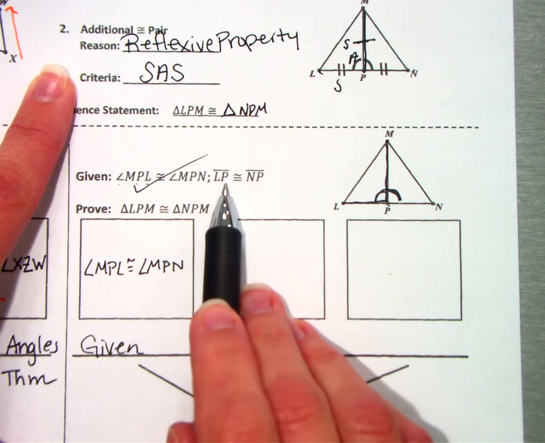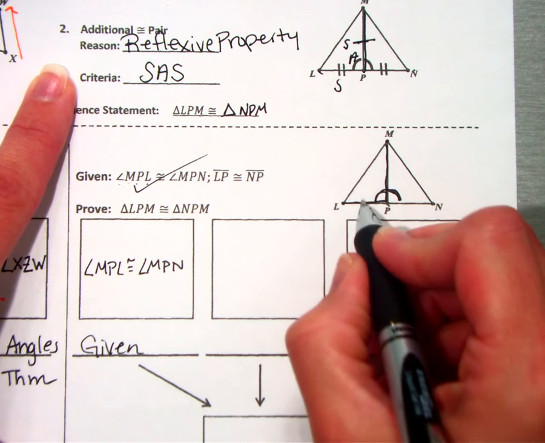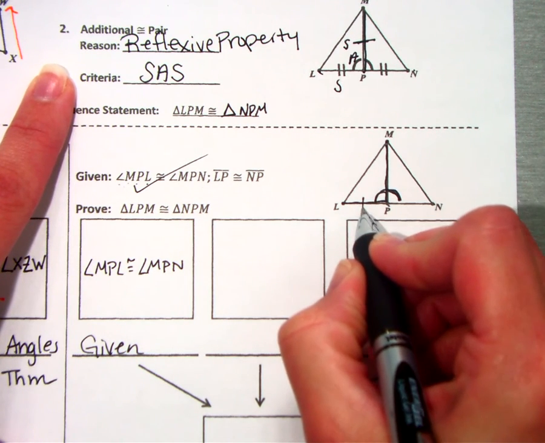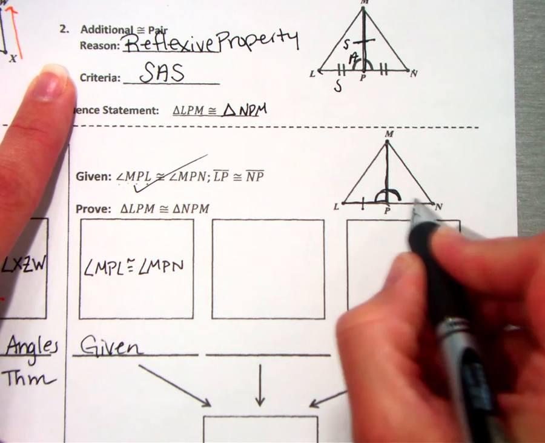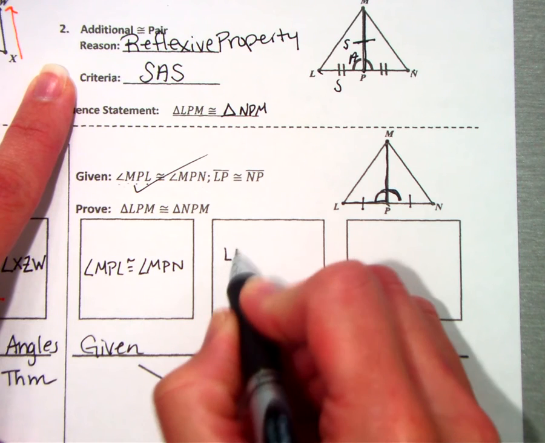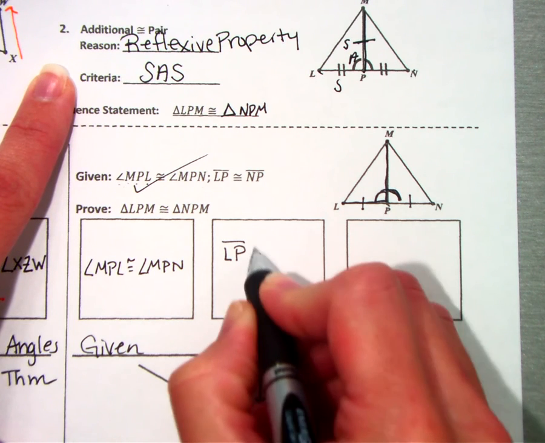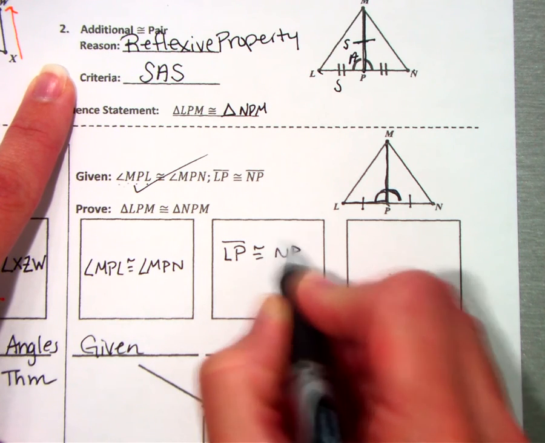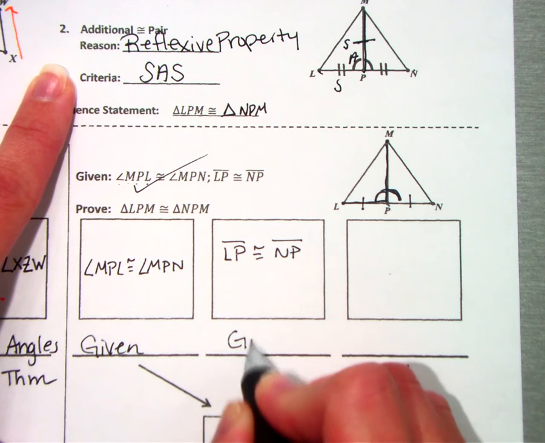Now I'm going to go ahead and mark LP. So LP is a segment, so I'll mark it with a tick. NP is a segment, so I'll mark that with a tick. If you mark it, you must put it and say why.